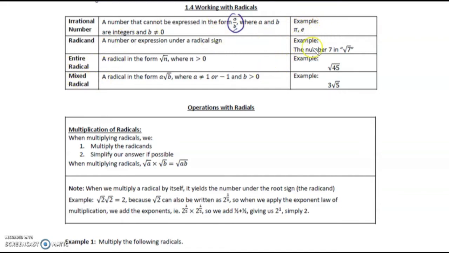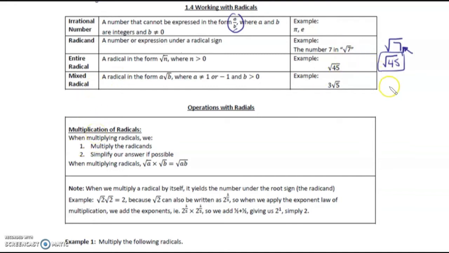A radicand is the number actually under the radical sign, so radical being like the root sign. So in root 7, we have the 7 as the actual radicand. Okay, the entire radical is in the form root of n. So in this case, root 45, this entire thing would be the entire radical.